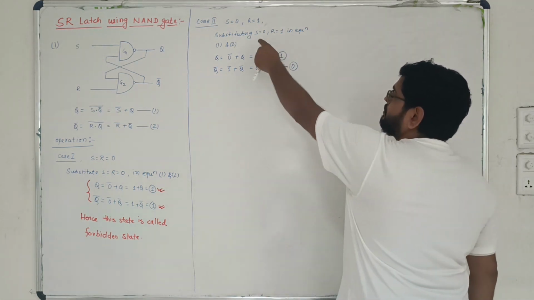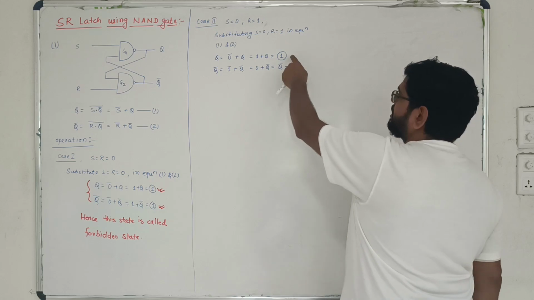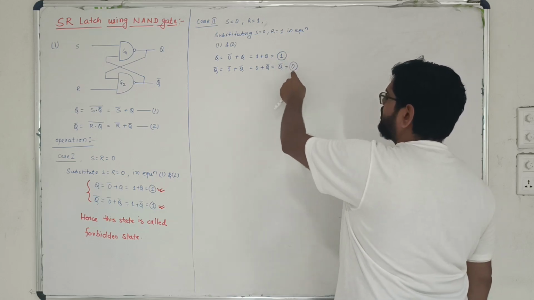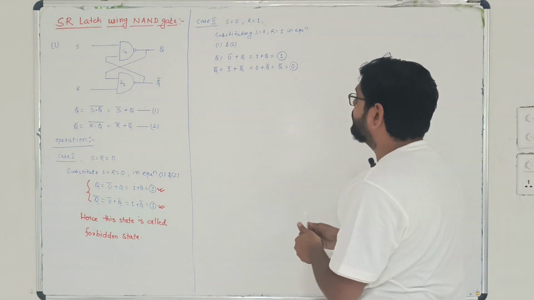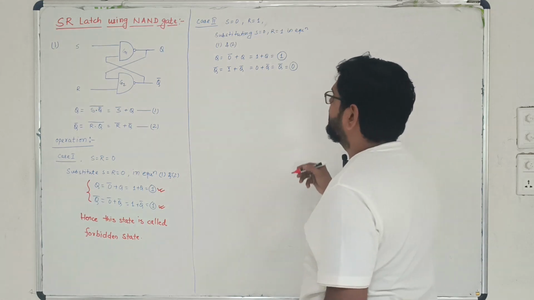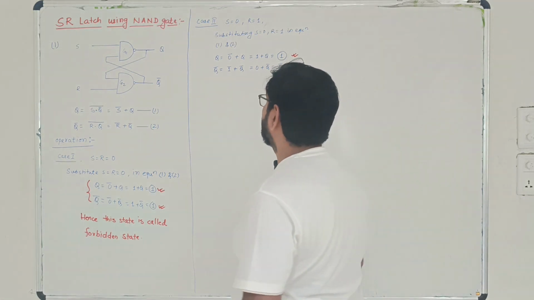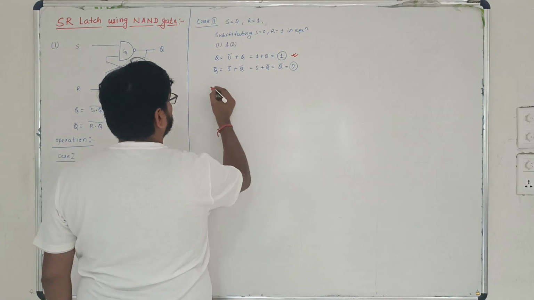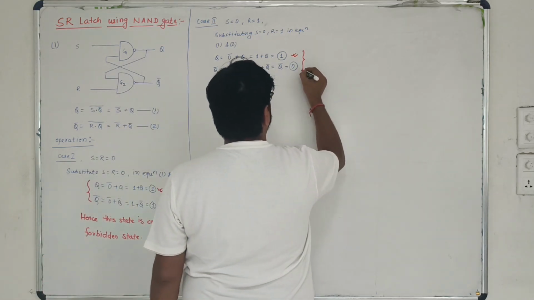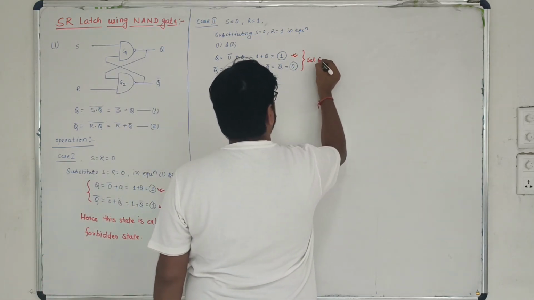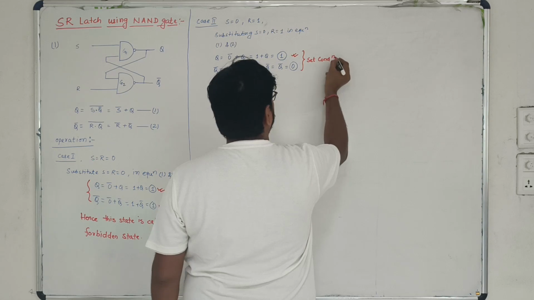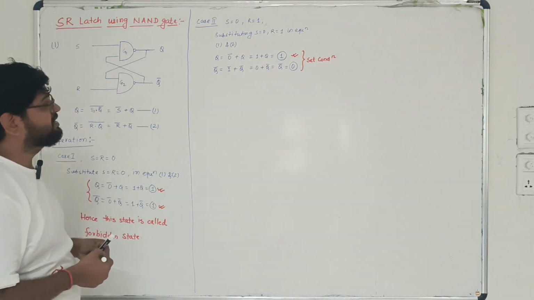So when s equals to 0, r equals to 1, we are getting q equals to 1 and q bar equals to 0. And if you can recall from the last class, SR latch using NOR gate, if the output comes out to be 1, we are telling that one as set condition. So this condition is described as set condition. This is the set condition.